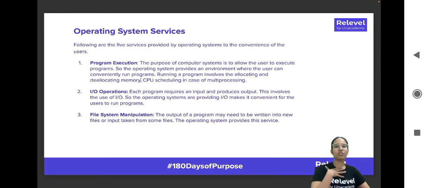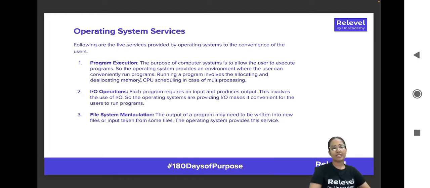As a user, my job is to have a task, a program, and that program should be able to run on the computer. Whenever I'm running a program, it is going to require some resources, some allocation and deallocation of memory. The operating system, as a program, takes care of that.